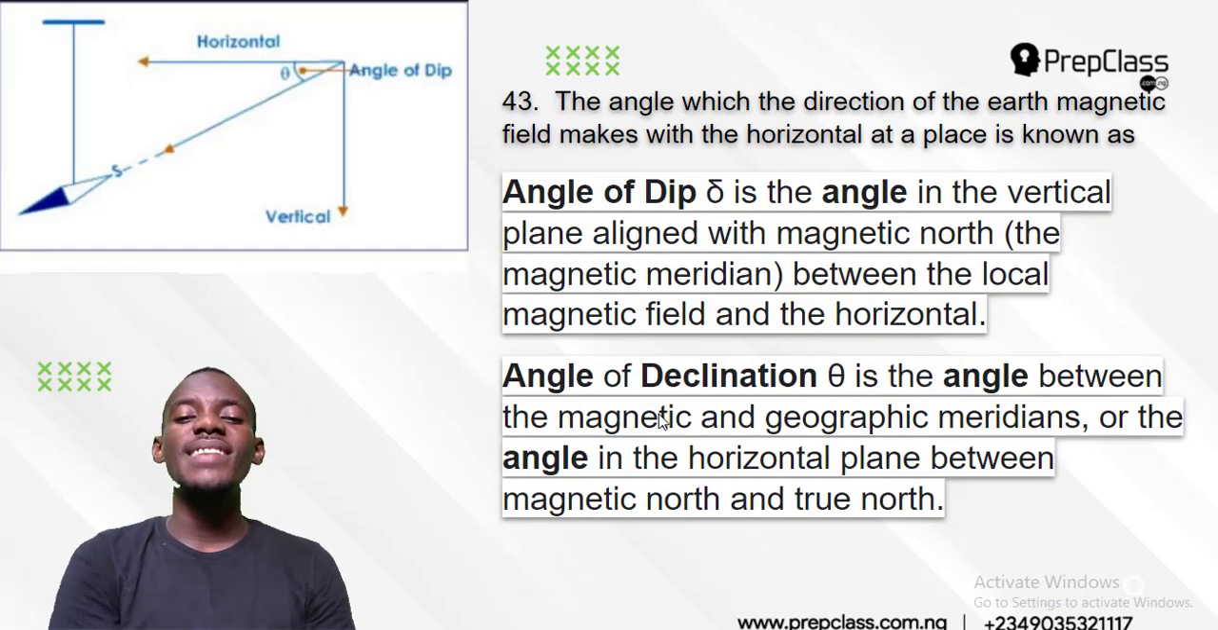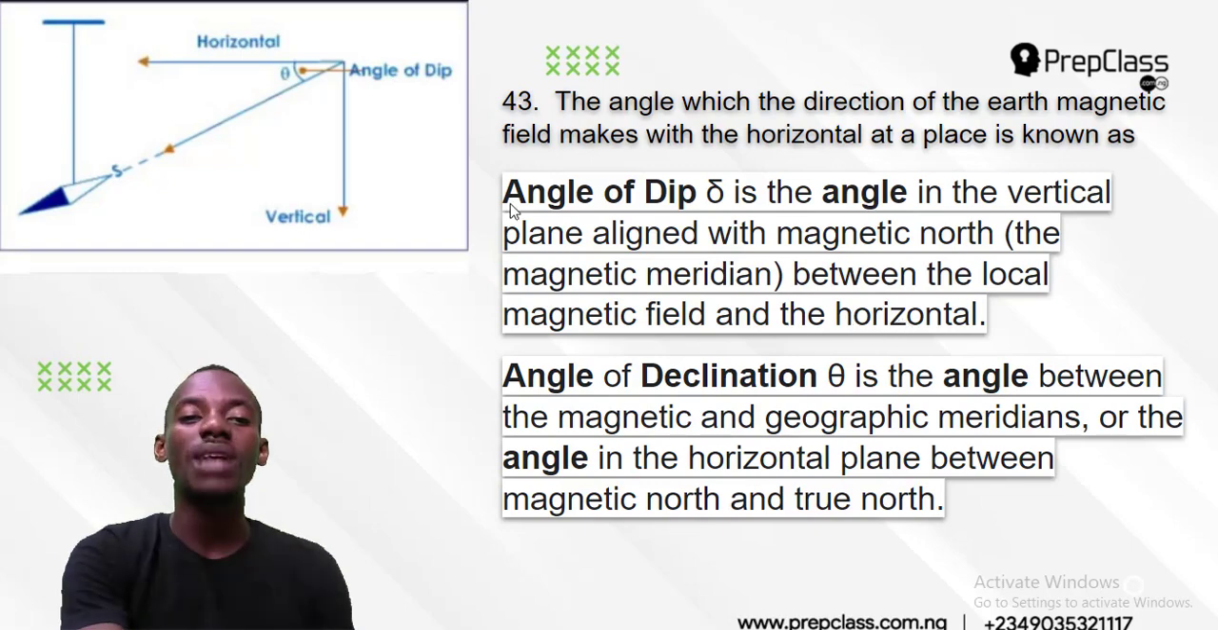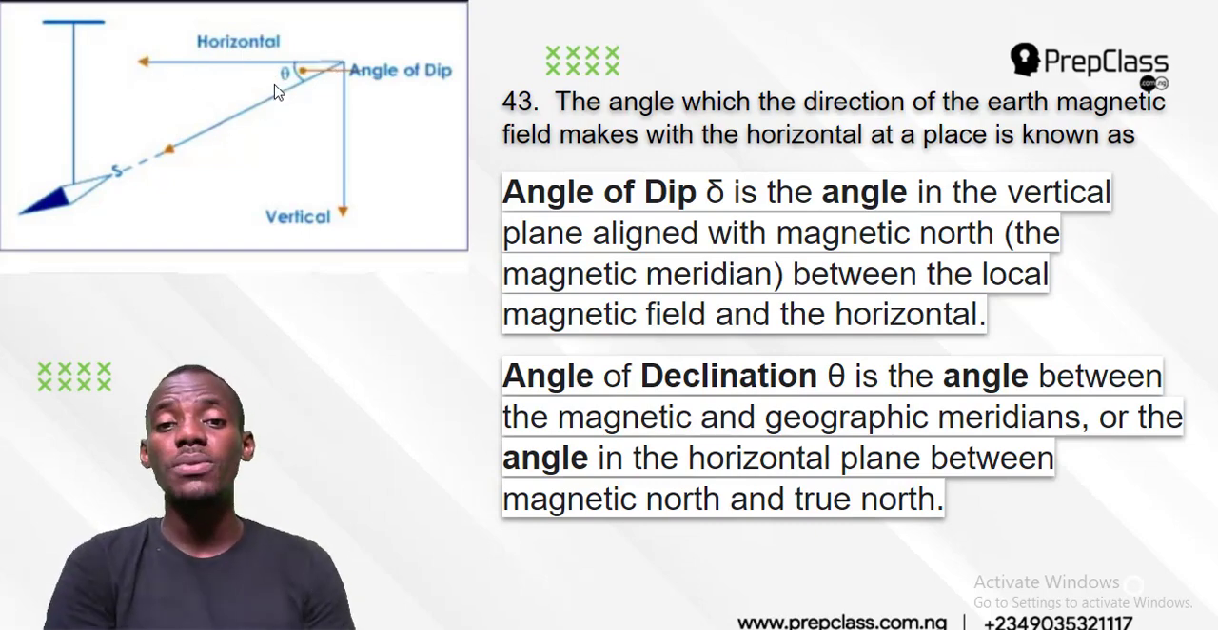First of all, let's check them out. Angle of dip is the angle in the vertical plane aligned with the magnetic north, the magnetic meridian, between the local magnetic field and the horizontal. Now this is the angle of dip here. The angle between the horizontal and the magnetic north is called the angle of dip.